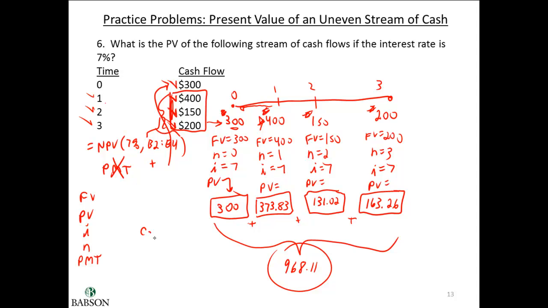In your calculator, if you want to play with the CF button, you want to look that up in your calculator's handbook. It's something that we'll do in a subsequent presentation perhaps, but it's another way of entering in the cash flows one at a time and then calculating the present value once. It's a little bit easier. But again, you'll get to 968.11.